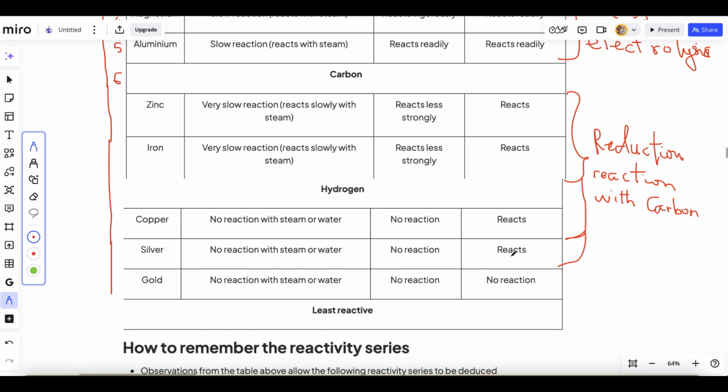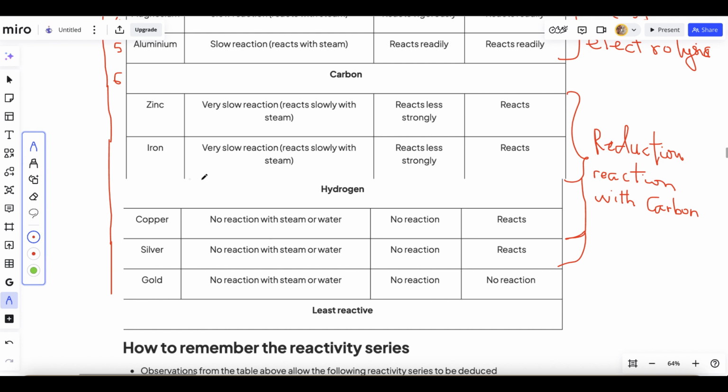When we say oxygen, we're talking about air. Oxygen is one of the major components of air. So to obtain these, we carry out a reduction reaction with carbon. We're able to get zinc, iron, copper, and silver.